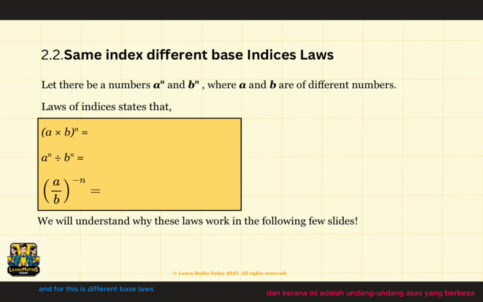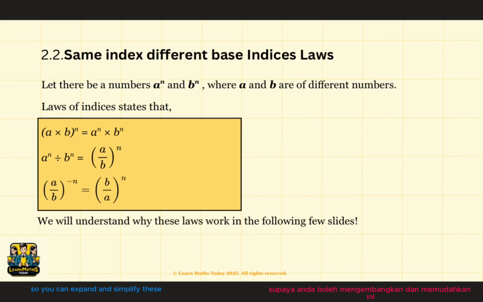And this is different base laws where the a and b are different numbers. So you can expand and simplify these, and it gives you these. So a times b to the power of n will give you a to the power of n times b to the power of n. And then a to the power of n divided by b to the power of n, you can express it as this form. Because both have the same powers, you can just put it out over here. Over here, it's basically the reciprocal one, where as you can see, there's a negative sign here. So you can actually just swap these two around and get rid of the negative sign.